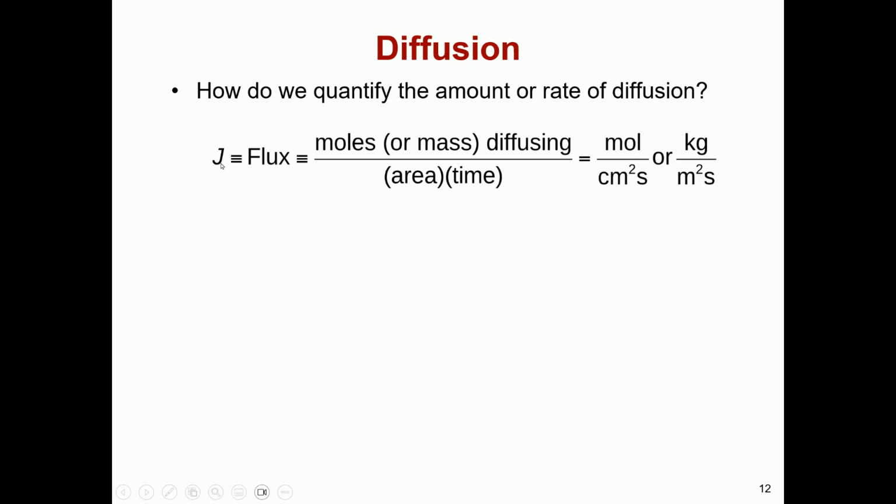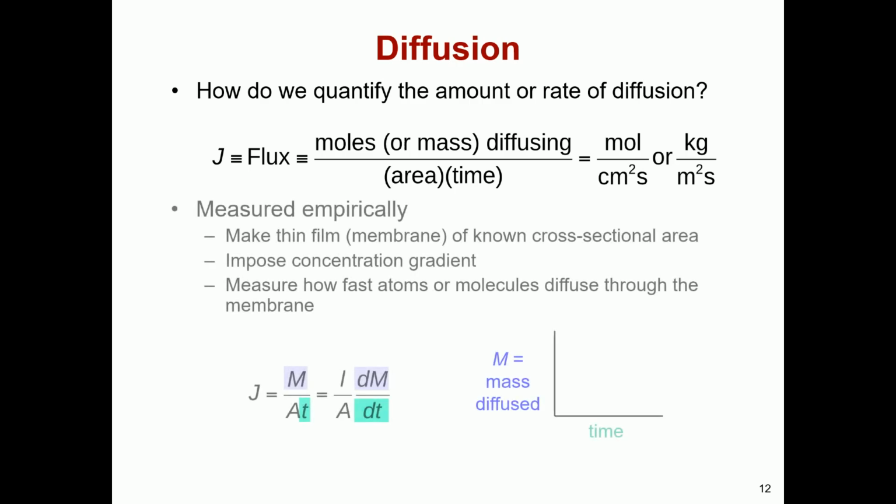Mathematically, J is equal to the moles or mass M divided by the cross-sectional area and time. This is analogous to fluid flow, which also uses the amount per unit area per time.